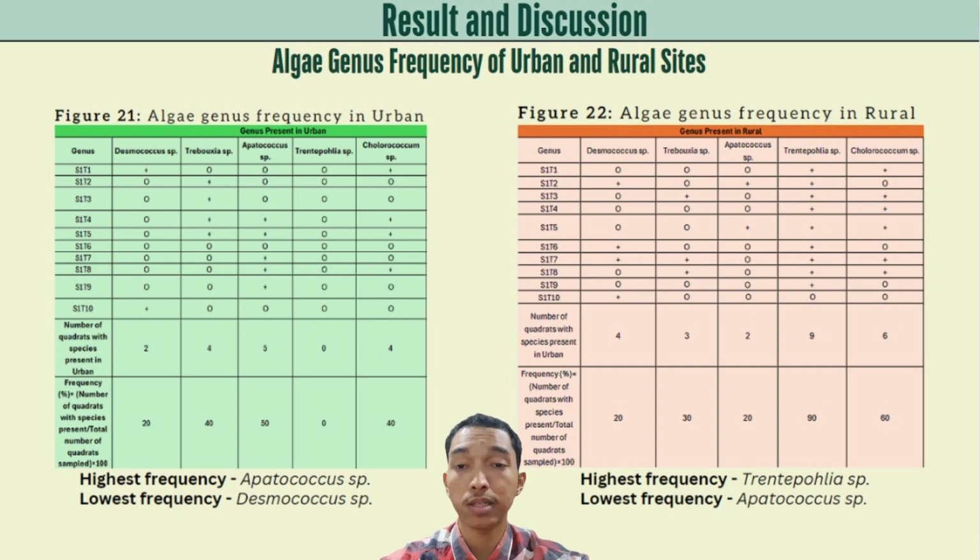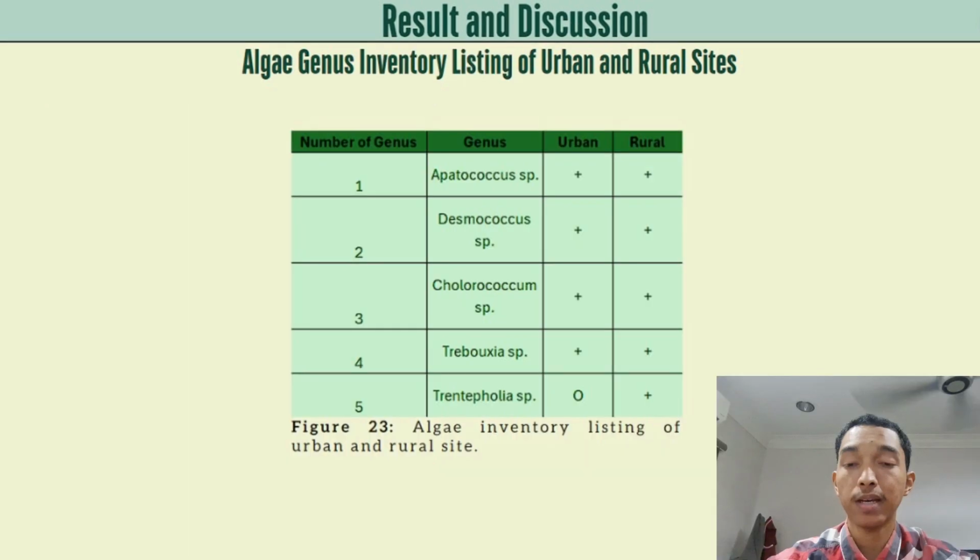Apatococcus recorded the highest frequency in the urban site. This genus of algae is known for its tolerance to urban environments, including pollution, while Desmococcus exhibited the lowest frequency in urban sites. These genera are more sensitive to pollutants. Here it is stated that only Trentepolia is not present in the urban site.